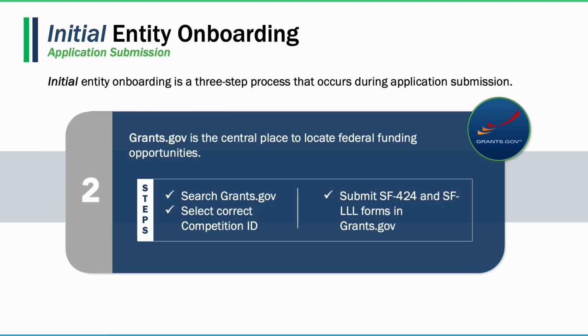Grants.gov is a federal website that provides access to funding opportunities for multiple government agencies. To apply for funding, you will need to log into grants.gov using credentials that are linked to your SAM.gov account. Once logged into grants.gov, you will search for funding opportunities, select the correct competition ID and submit the SF424 and SFLL forms. These are standard government forms.